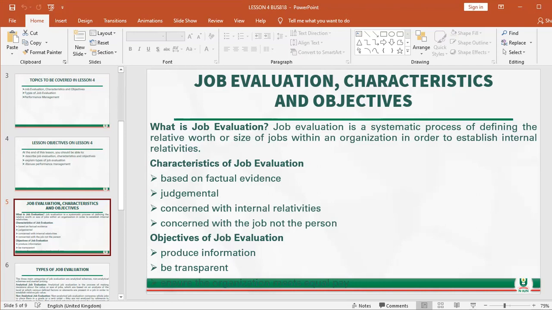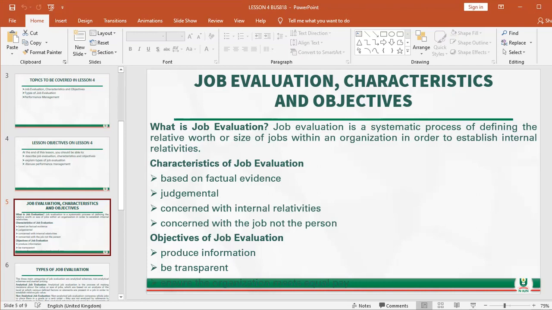So they need that fundamental judgment to come to say, okay, this information we've gotten now, the committee now, we want us to deliberate, what are your judgments? What do you feel should be the pay structure of this set of doctors, or this set of accountants, or this set of auditors, and the rest of it? So that's the second characteristic of job evaluation. And the third one we have here is concerned with internal relativities.